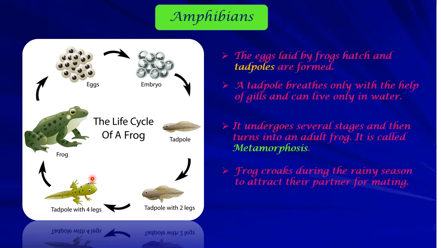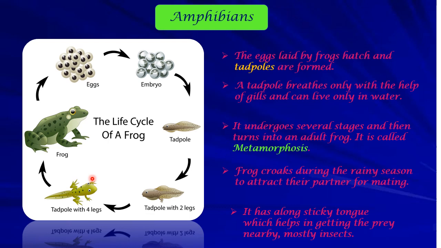The frog croaks during the rainy season to attract the partner for mating. Whenever it rains, you might have heard the sound of frogs. Automatically you will hear it. That is the particular time when they reproduce, so they need the male and the female frog. In order to attract the female frog, the male frog will create a croaking sound. The sound of the frog, we call croaks. From grade 1, we are learning the sounds of different animals. So they croak to attract the female partner for mating.